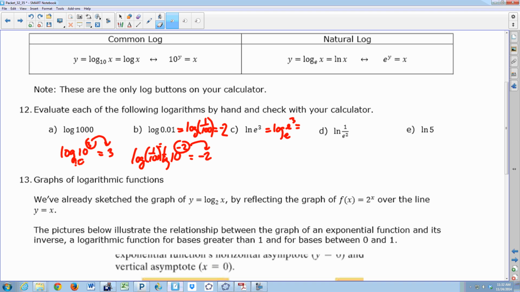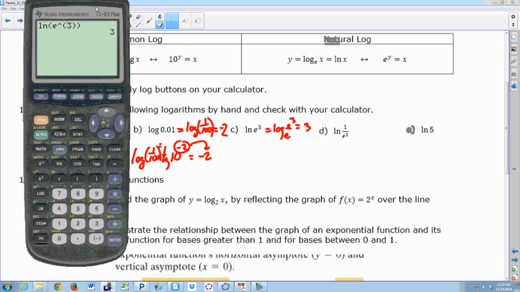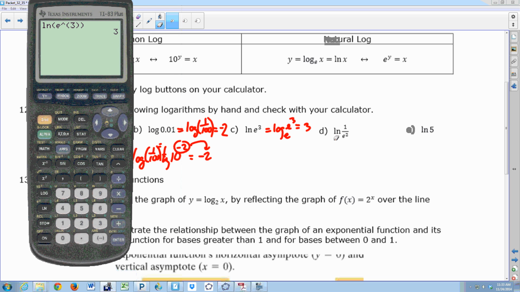What's my answer got to be here when I compose those 2 together? 3. You just lift off the exponent. And if you throw that into your calculator, natural log of e to the third, I get this ln button. I hit it and I say e. Here's my e right here, e to the x. So I have to hit second ln and I put my third power in there. I hit enter and there's your answer, 3. So these first 4 you can do without a calculator. It's this last one you need a calculator for.